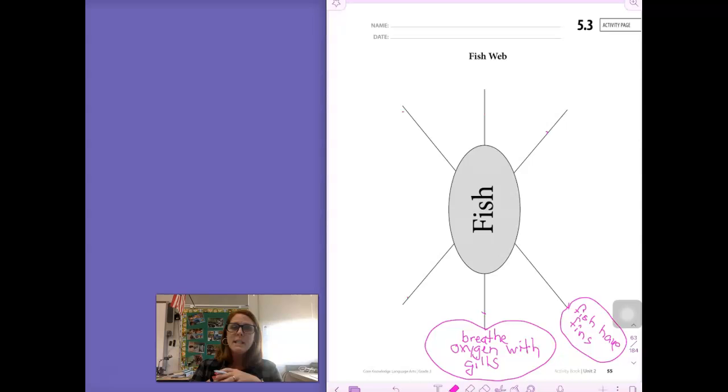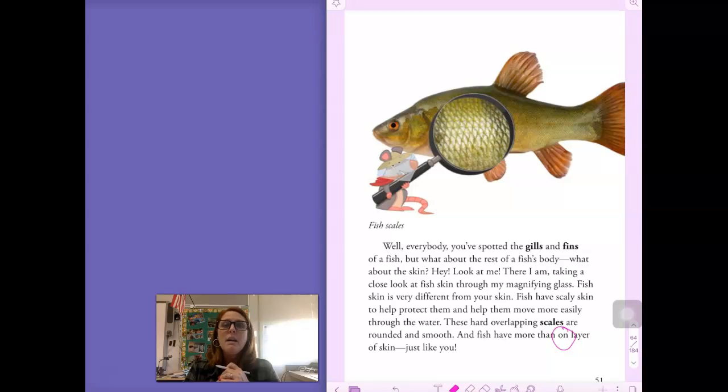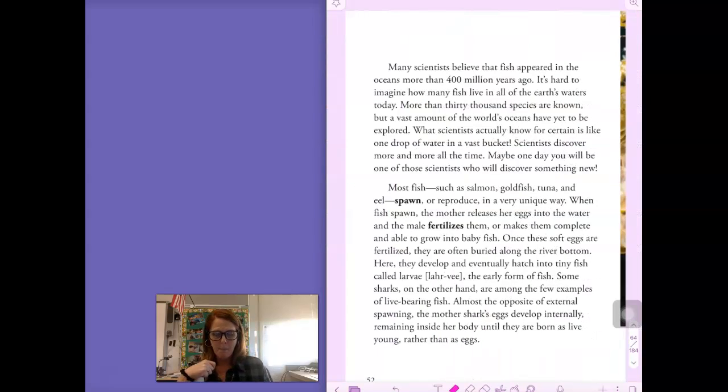Now, if you want to go back and add in some spokes as we're finishing up the reading and add some more facts, that would be wonderful because we just learned about something else about fish.